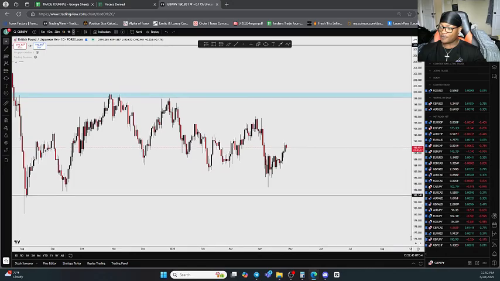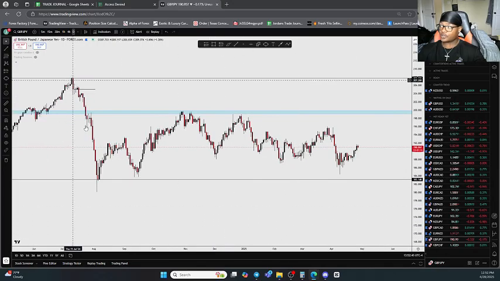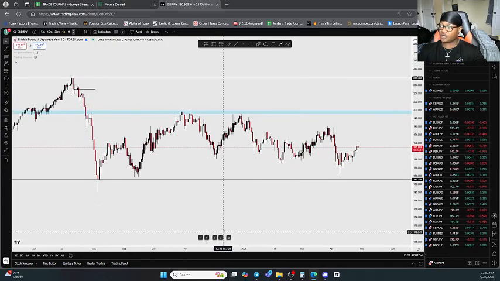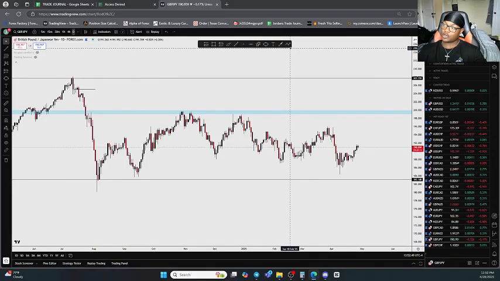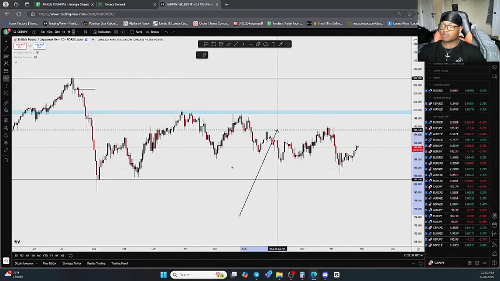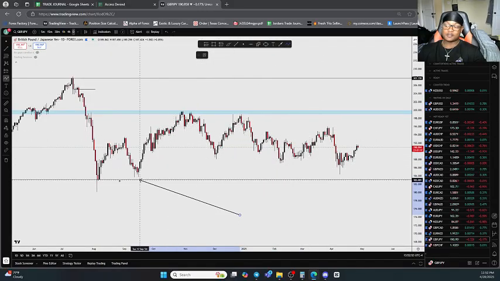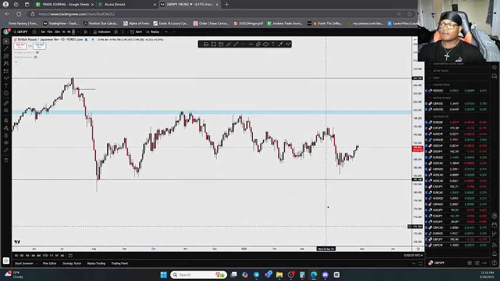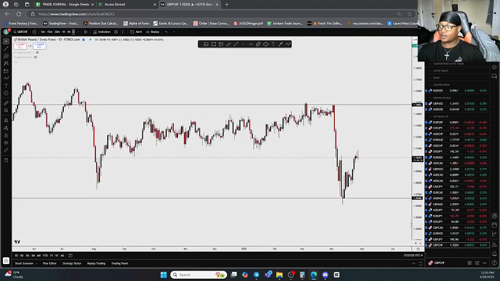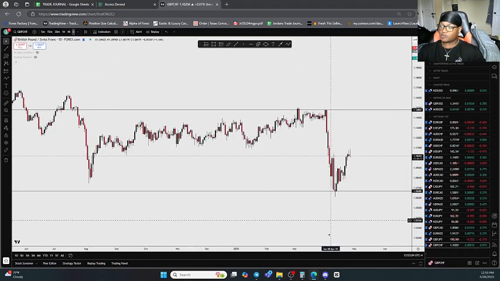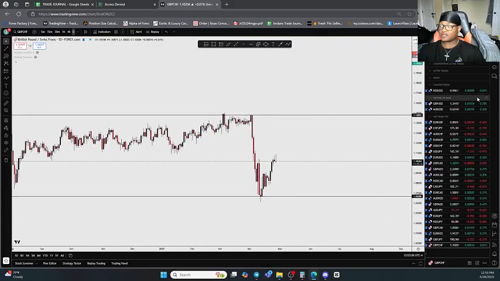GBP JPY, you can see the overall structure is around 207 being our higher high, 183 being our lower low. Everything that's taking place right now is just pivot points. Until price can present me with a breakout around here or a breakout around there, I'm not really interested in trading GBP JPY. GBP CHF, same thing. We're just waiting for the breakout. Until that happens, I'm not really interested.